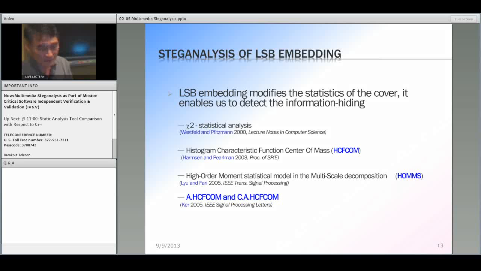About 10 years ago, there was the histogram characteristic function center of mass based technique. Again, this becomes a sort of heuristic on which to base the detection. And also the higher order moment statistical model. It has to do with the moment statistical values of the probability distribution of, say, a set of innocuous images. You see whether the image under test conforms to that ordinary distribution.